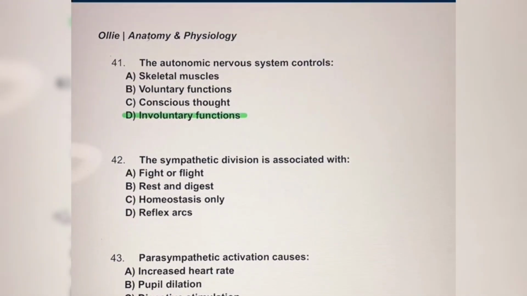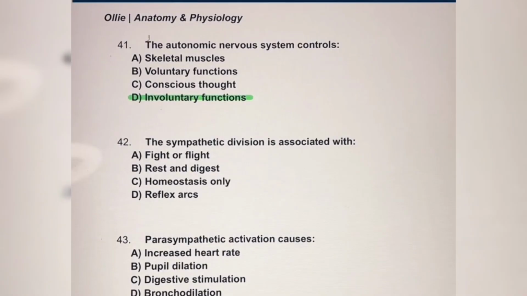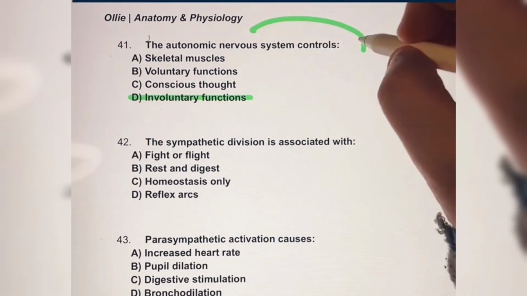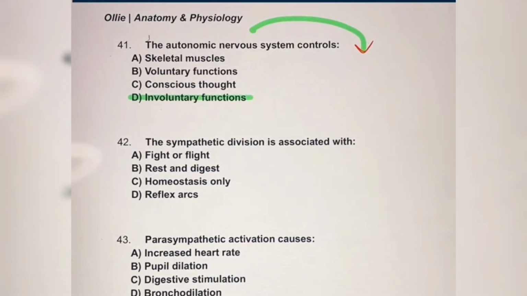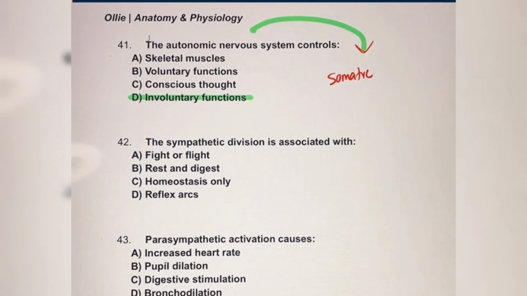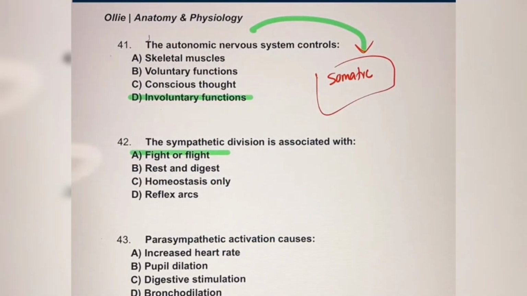Number 42, the sympathetic division is associated with what? A, B, C, or D? The sympathetic. Remember that we have our autonomic, think of automatic. The other one with this one and the peripheral nervous system is our somatic nervous system. Soma means body, so it's going to be our voluntary functions. It's A. It is our fight or flight. It increases heart rate, it dilates your pupils, inhibits your digestion, prepares you for if someone is going to jump around the corner and yell boo at you, you're going to be ready to go.